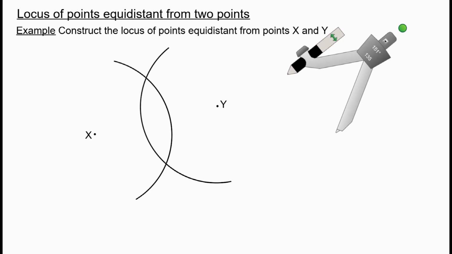I'm now going to join up where the two arcs intersect with a ruler, obviously, and the line that I have now drawn is the locus of points equidistant from x and y.